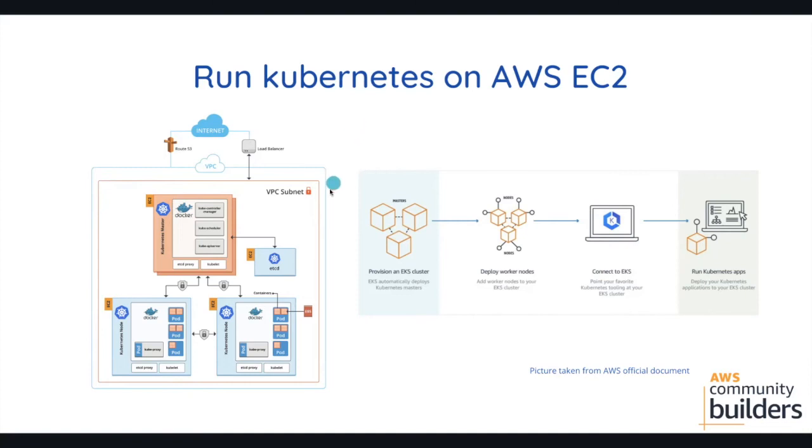There are some more details inside the architecture, but we will not go into more detail. At a high level, we are replacing the master node with another EC2, and we are replacing the worker node with another EC2. So we are using EC2 as a virtual machine to manage the node. That's Kubernetes running on AWS EC2. Any questions on this left side diagram?